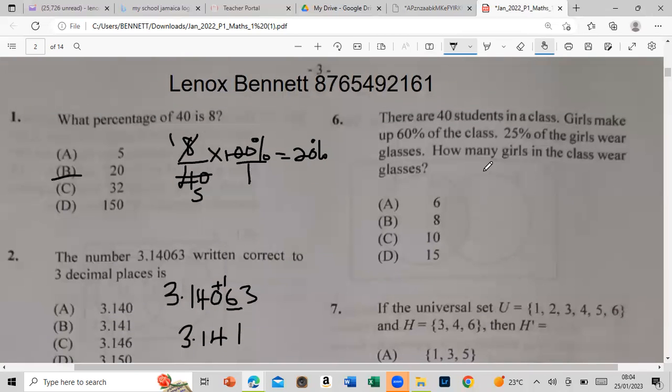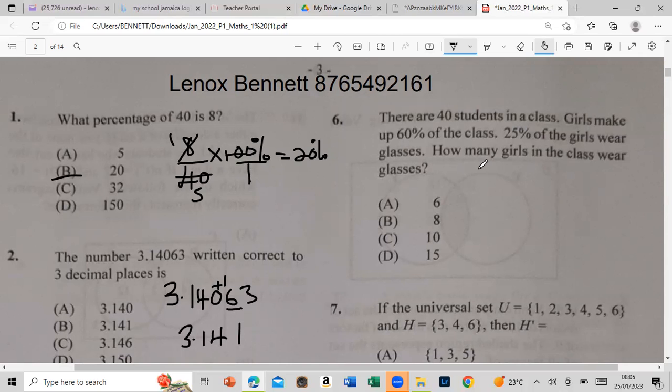Number 6 says, there are 40 students in a class. Girls make up 60% of the class. 25% of the girls wear glasses. How many girls in the class wear glasses? Now, I'm going very slow, guys, because I want you to have an opportunity to do them on your own. Alright? So let's go.